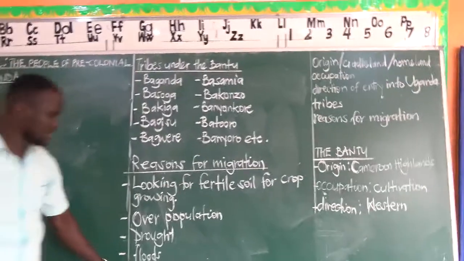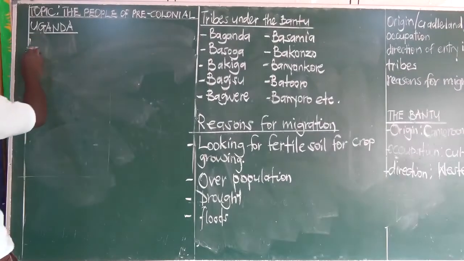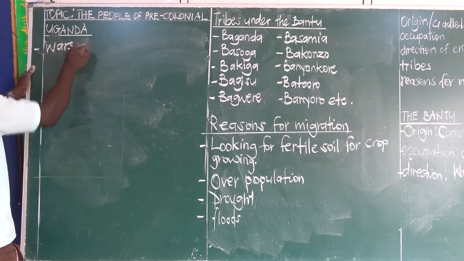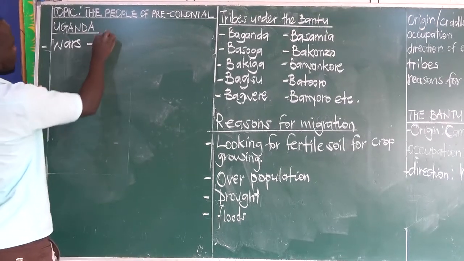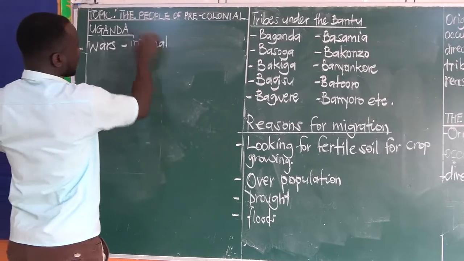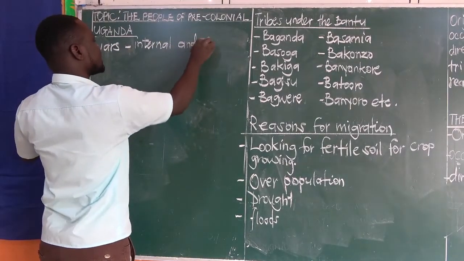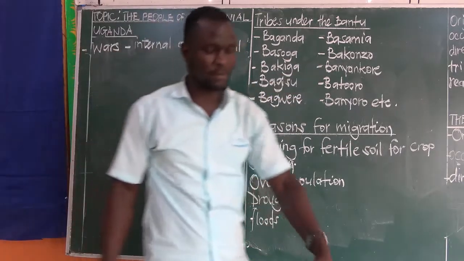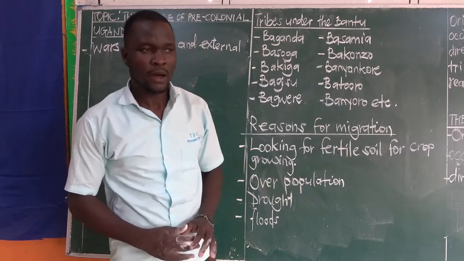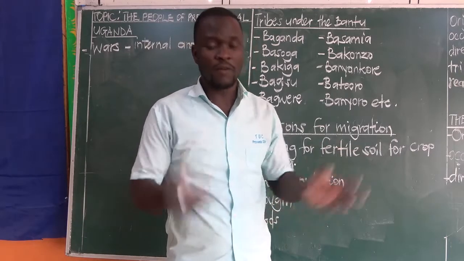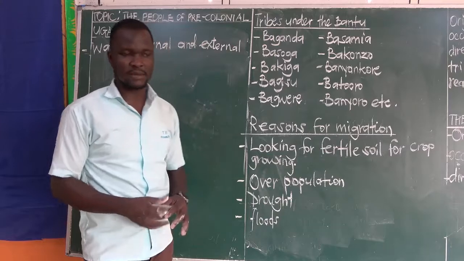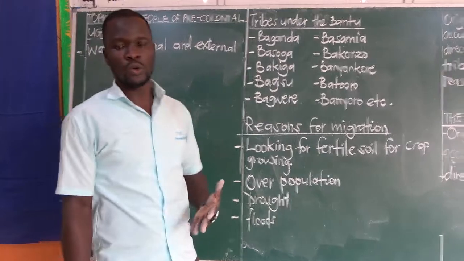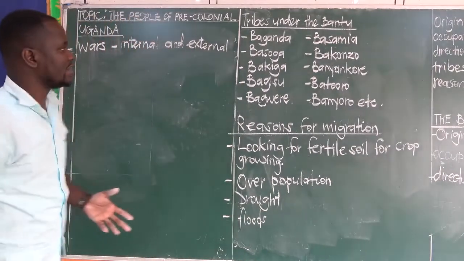We have looked at drought, floods, and the other problem they faced was what we call wars. Wars can be internal or external. External wars meant that some communities attacked them from where they used to live. Internal wars meant that they had conflicts among themselves, fighting each other. As a result, the ones who were weakened had to run away to look for other free areas to occupy.